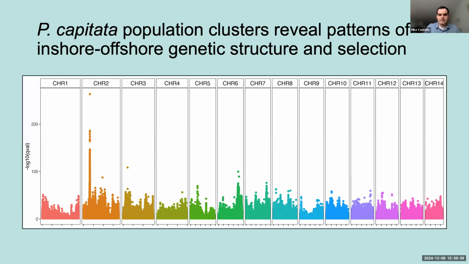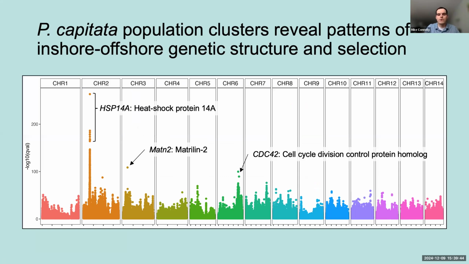When we look at the loci that are the most significant drivers of variation along the principal component, we find some really interesting results as well. The top loci are heat shock protein 14A, matrilin 2, and cell division control protein homolog. And it's possible that these loci are responsible for the differences in the environments that these lineages are inhabiting. So it's just another example of how powerful this data is for analyzing the genomic underpinnings of coral ecology within this region.